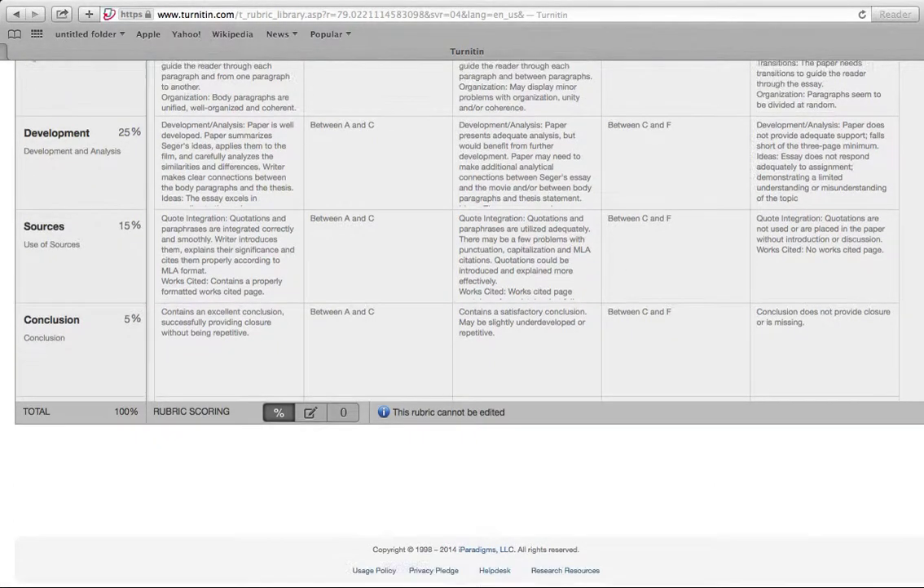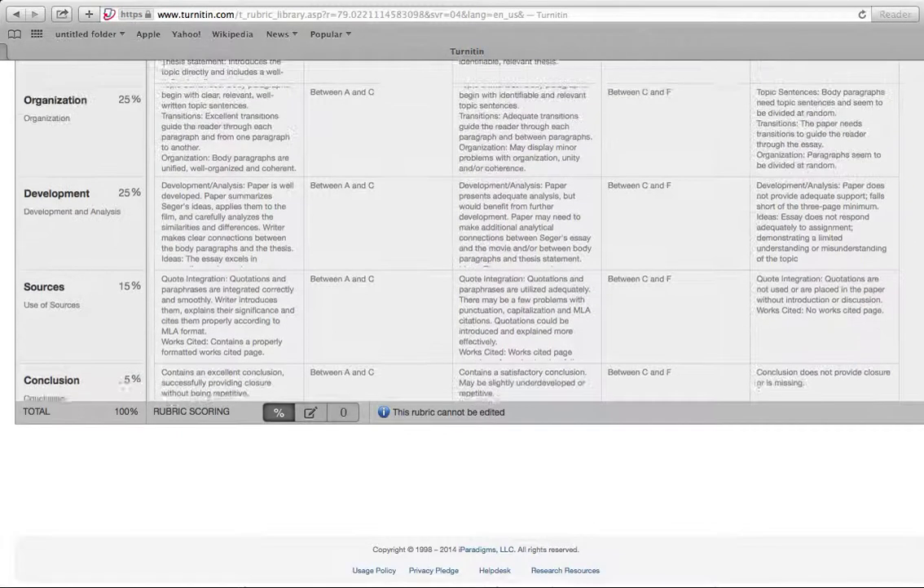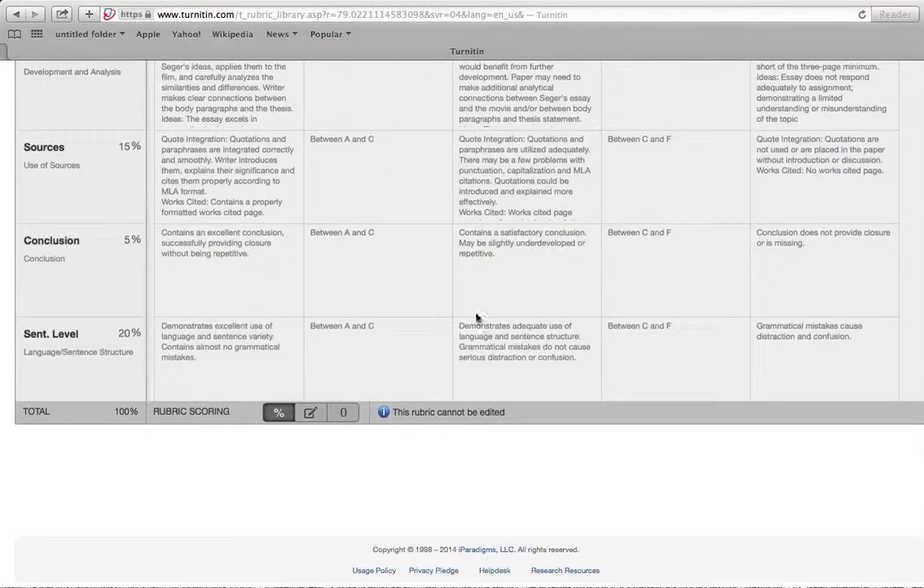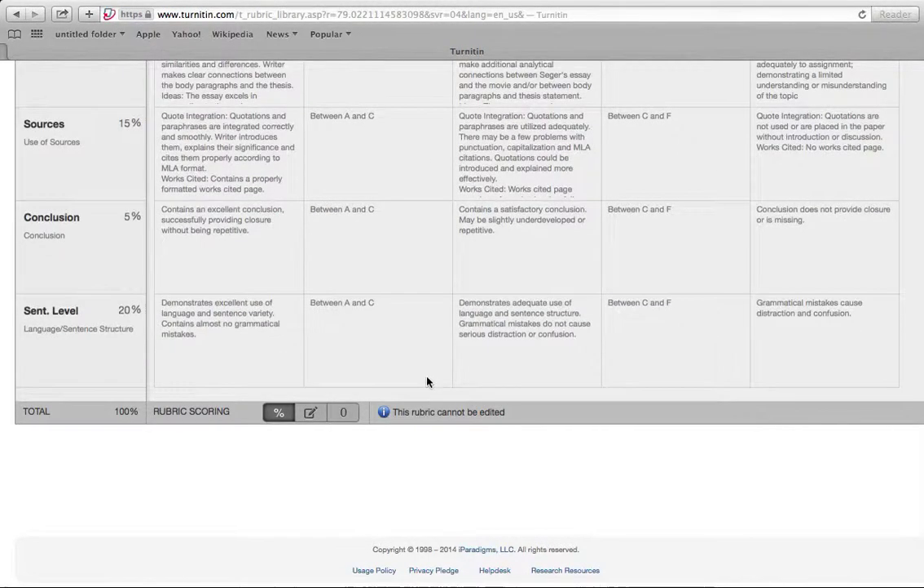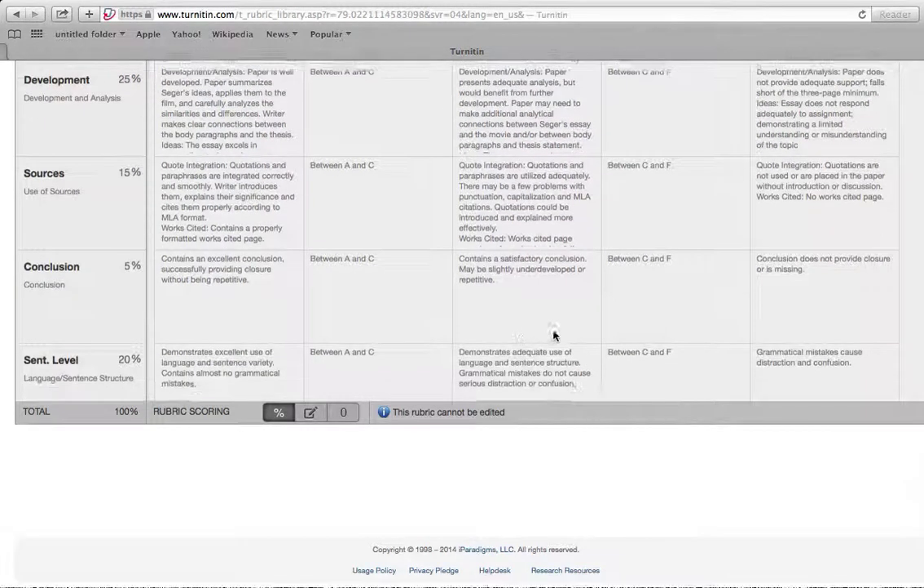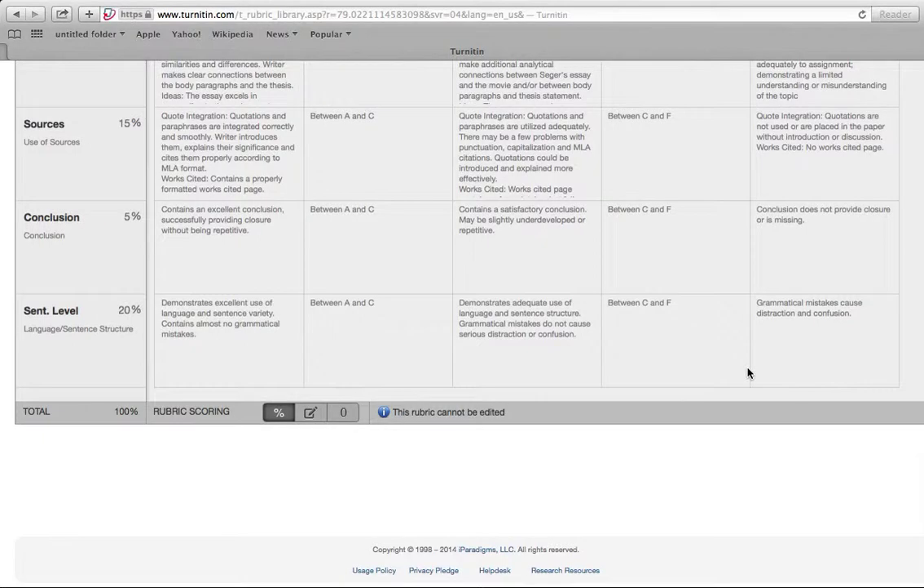Then we go to conclusion. An excellent conclusion providing closure. See, that's not worth quite as much, just 5%. And then sentence level category. Demonstrates excellent use of language and sentence variety, contains almost no grammatical mistakes. Sliding scale down to F, where grammatical mistakes cause distraction and confusion.